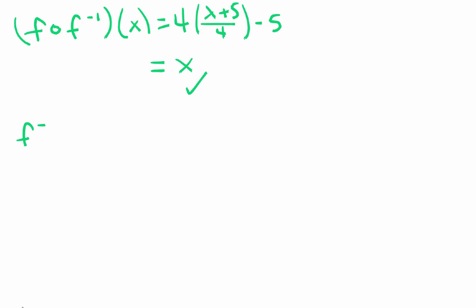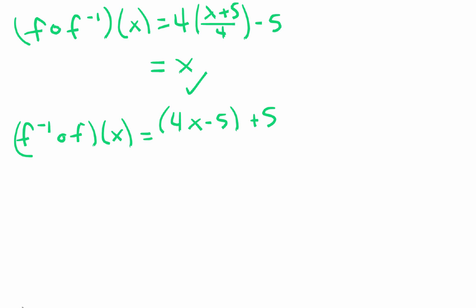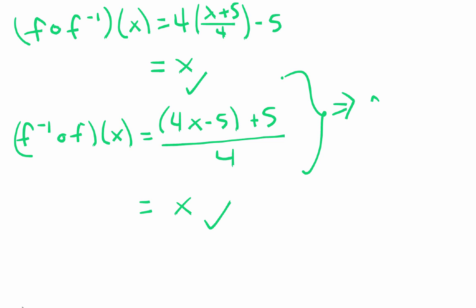And then we also want to show that f inverse of f of x also equals x. So by substituting f of x into the inverse of f of x, we have 4x minus 5 plus 5 all over 4. And using order of operations combining, we do see that this simplifies to just x. So therefore, this shows us that f of x and f inverse of x are inverses of each other. Nice work!